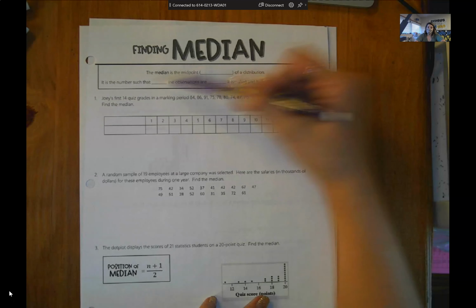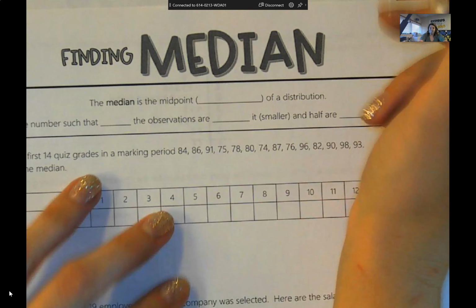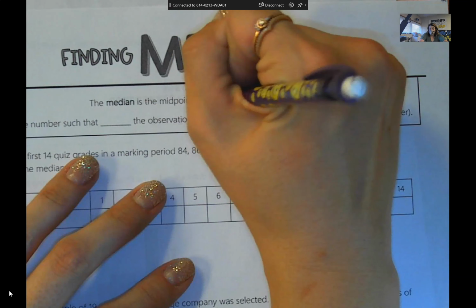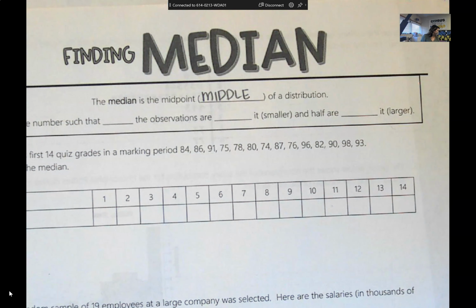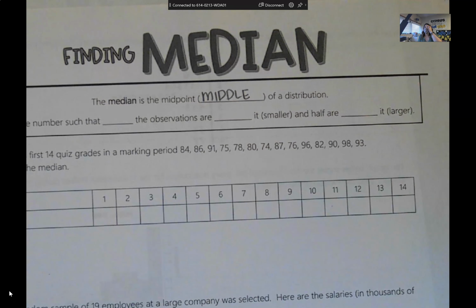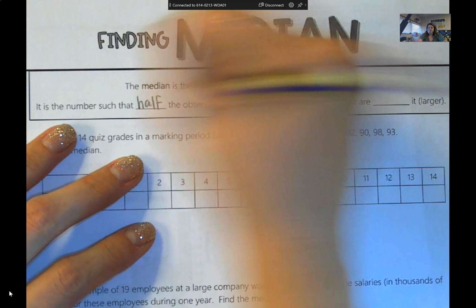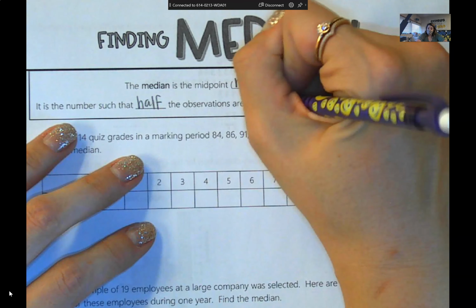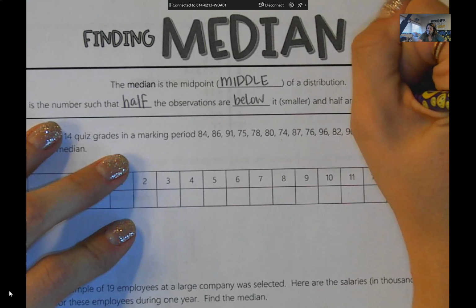So in our fill in the blanks up here at the top, we have the median is the midpoint of a distribution. And when we say midpoint, we mean the literal middle of the distribution. So median is like a location in the distribution. It is the number such that half of the observations are below it or smaller, and half are above it.